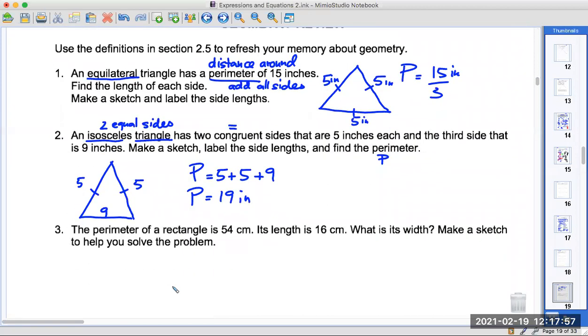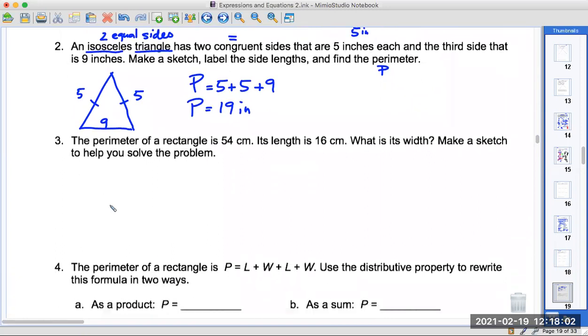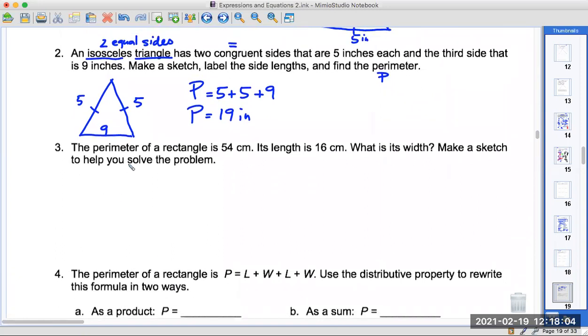Now I'm going to stop here, because I'm going to show you number 3 and then we'll skip number 4 and 5. The perimeter of a rectangle, so draw a rectangle. Very first thing. If I see a test come back from you guys and you didn't do that, that tells me you didn't watch. Always draw the shape, okay?